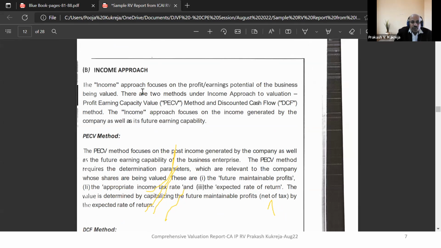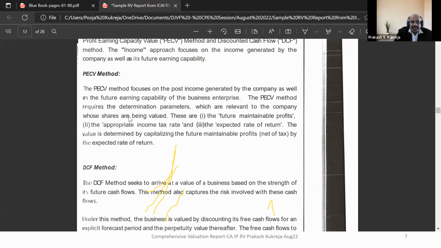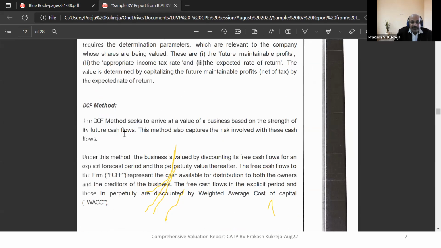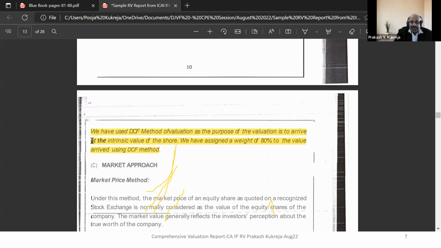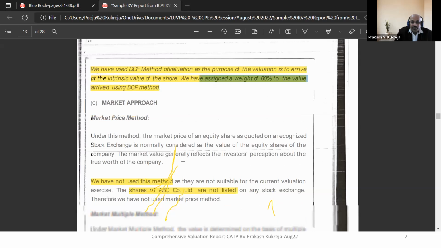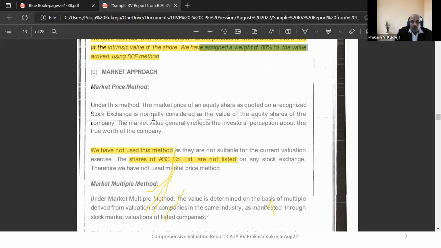Then you have the income approach, PECV, DCF. Basically, it's a DCF approach. We have used the DCF method of valuation to arrive at the intrinsic value. We have assigned a weight of 80% to the value using DCF, which means of the two approaches, 80% to the income approach and the balance 20% to the market approach. Now, for the market approach, we have not used the market price method.